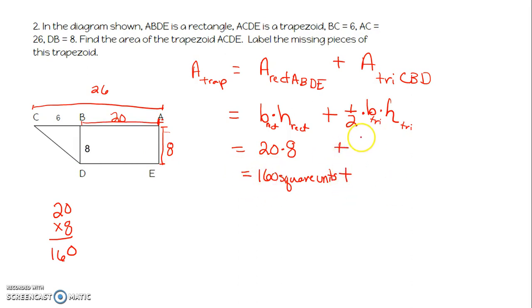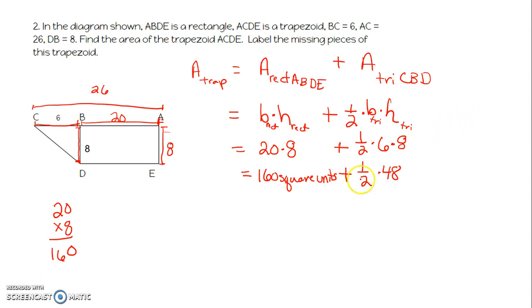Then we're going to add that, and we're going to do 1/2 times the base of your triangle. Well, the base of our triangle is CB. That would be 6 units times the height of your triangle. How tall is your triangle? Your triangle is 8 units tall. So that would be 1/2 times, what's 6 times 8? Oh, 6 times 8 is 48. Half of 48 will be 24.